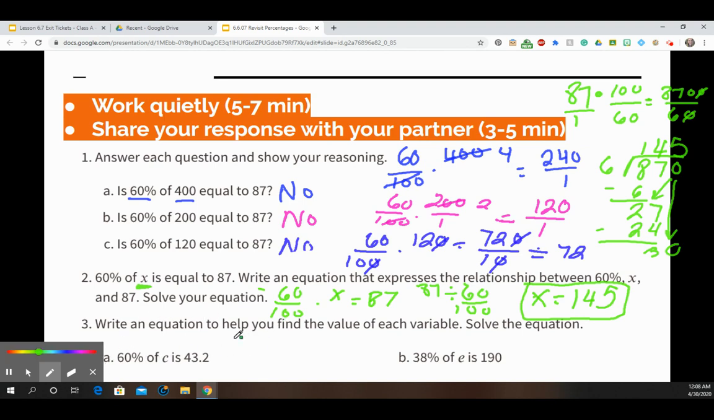All right, so then we would write an equation to find the value of each variable and solve the equation. Okay, I should have written this as 60 out of 100 times x, with the coefficient, right? Okay, let's do that down here. 60 out of 100 times c is equal to 43.2, right? And then I would divide 43.2 by 60 over 100. And for that one, I got c is equal to 72. I'm going to go straight through it so I don't waste my space here.